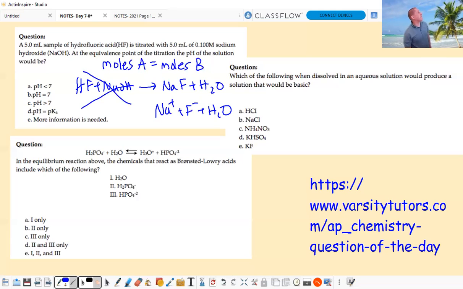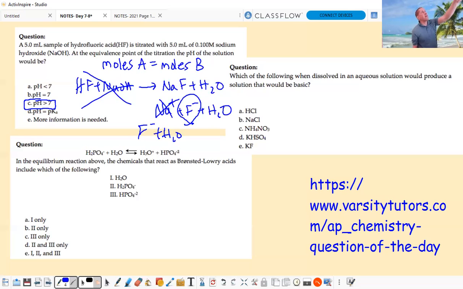So is the pH of Na+, F-, and H2O 7, greater than 7, less than 7, or equal to the pKa? And the answer is, this doesn't affect the pH, but this does, and that's the conjugate base from the weak acid. So the pH will be greater than 7. Greater than 7. How do we calculate it? Well, then you add F- to H2O and all of that.